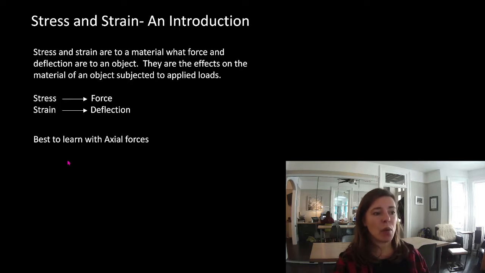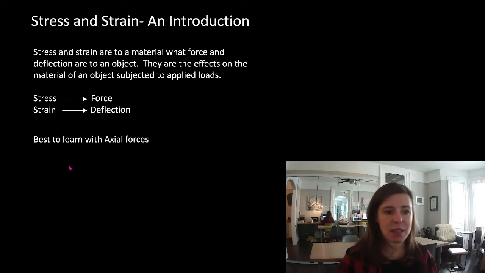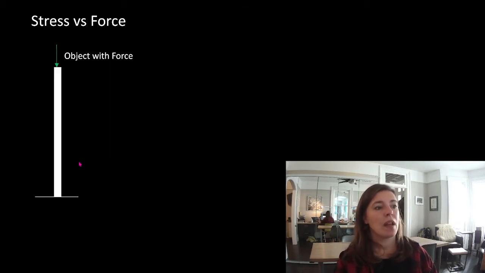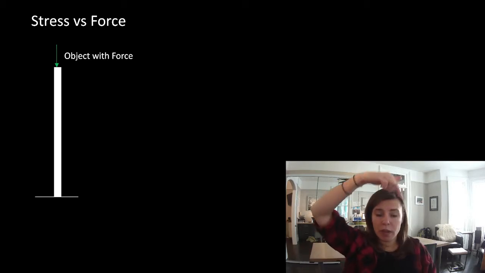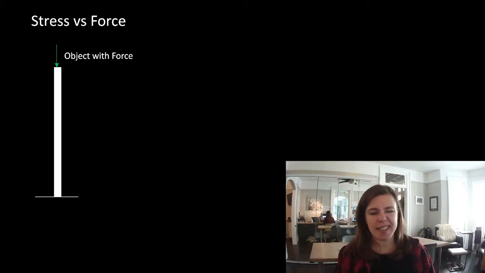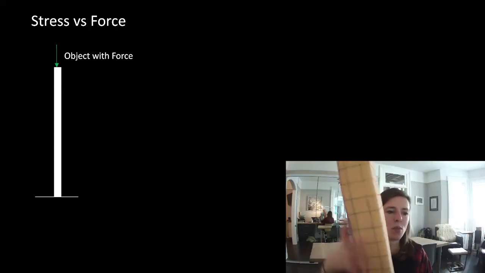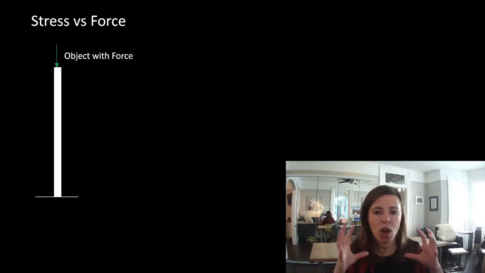So let's take a look at what that means. And like I said, it's best to learn with axial forces. It's the easiest way to talk about this. So we've looked at objects with a force on it. We're going to talk about a compressive force, just because it tends to be an easy one. We're going to ignore buckling. We know that this tall, slender object would actually buckle, but we're not talking about that right now. We're just talking about the object with force. We know that it's going to squash.